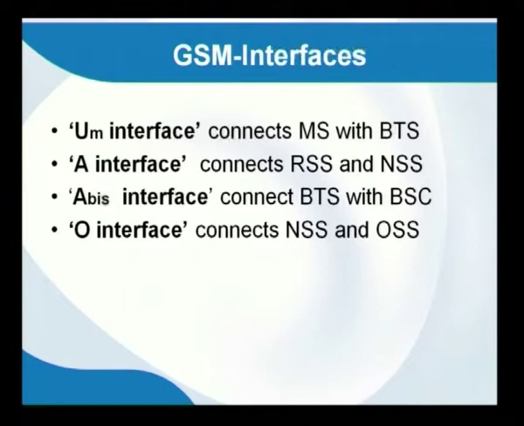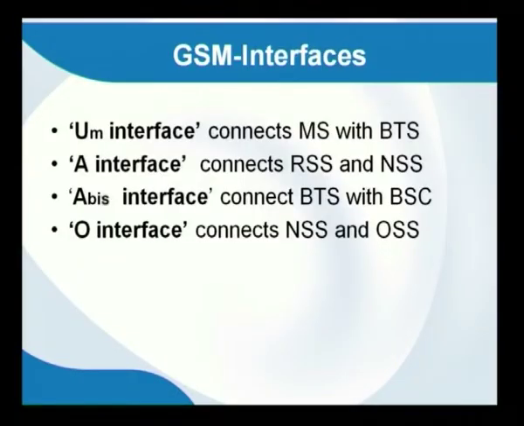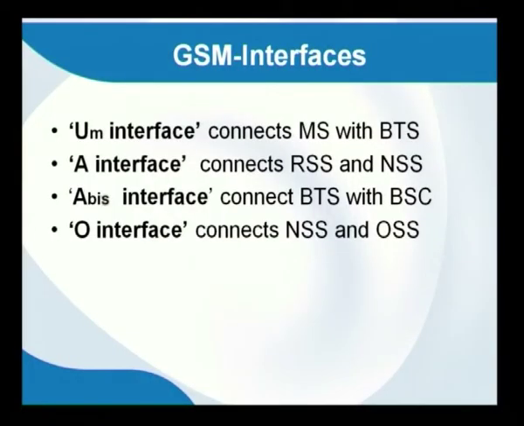So this Um interface specifies how a GSM user is connected to the tower. And the A interface will connect the RSS and NSS. We are going to see how the interfaces are used and what RSS and NSS are in the subsequent lectures. Similarly, the Abis interface connects the tower with the base station controller. The O interface is a very important interface that connects the NSS with the OSS.